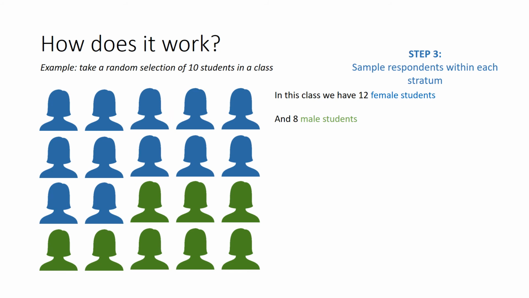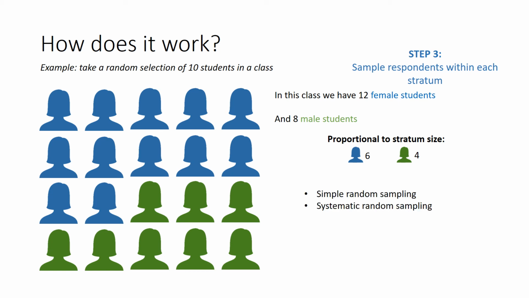After deciding on the allocation method, we can start the selection of respondents within each stratum. We have chosen to distribute our sample size proportionally to stratum size. This means that we have to randomly sample 6 female students and 4 male students. You can select the respondents within each stratum based on your preferred methods, such as simple random sampling or systematic sampling.